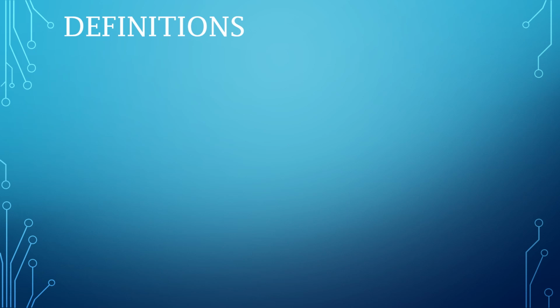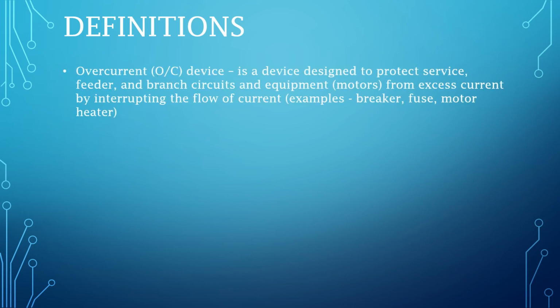We've got a few definitions we want to go over before we start with today's lesson. Overcurrent device, you may see it as an OC device, is a device designated to protect a service, a feeder, branch circuits, equipment such as motors from excess current by interrupting the flow of current. So a few examples of these, right?